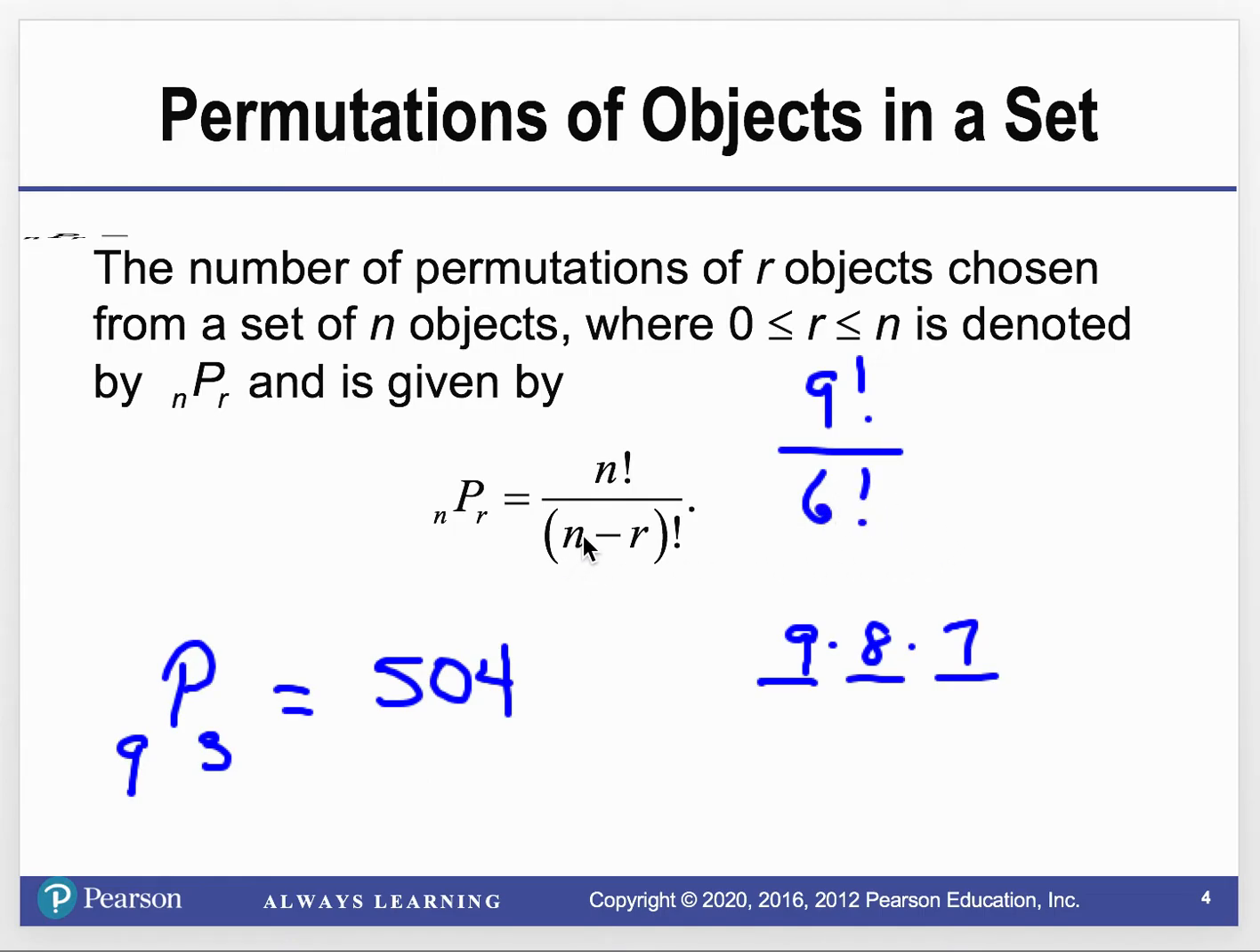Right? N minus r, 9 minus 3. And notice if I did times 6, 5, 4, 3, 2, 1, and then divided it by 6, 5, 4, 3, 2, 1, that's why the technical formula has this in the bottom. I'm always going to fill in the blanks, because I'm going to have another place in just a moment that's a combination.